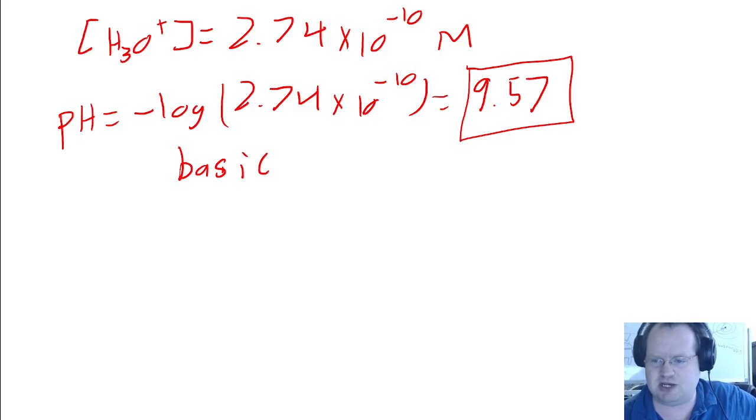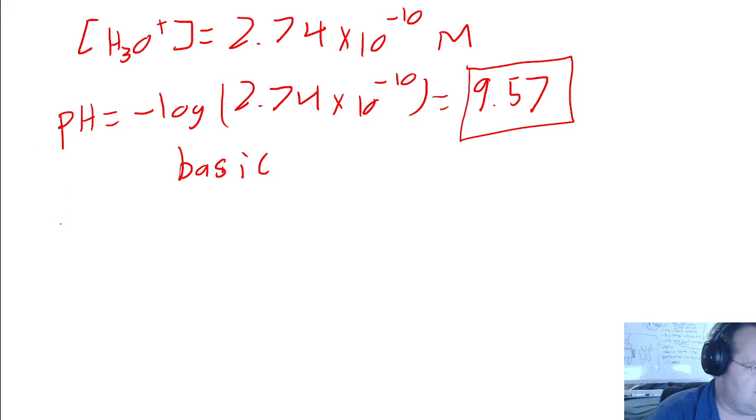Now, we can go the other way too. We can be given a pH and use it to find the concentration. This will be helpful if we need to know this concentration, for example, to use inside an ICE table to try to solve a problem, or maybe we need to put this concentration into an equilibrium constant somewhere. Sometimes we know the pH, but we need our other value, our concentration of H3O+. So let's try it this way.